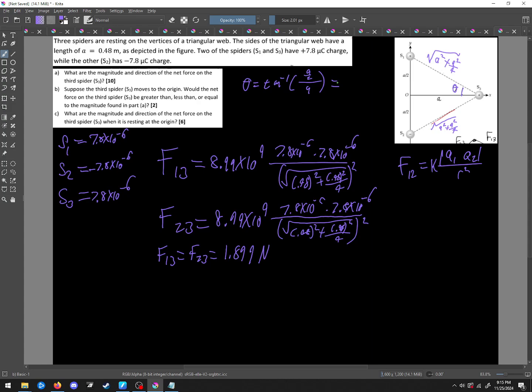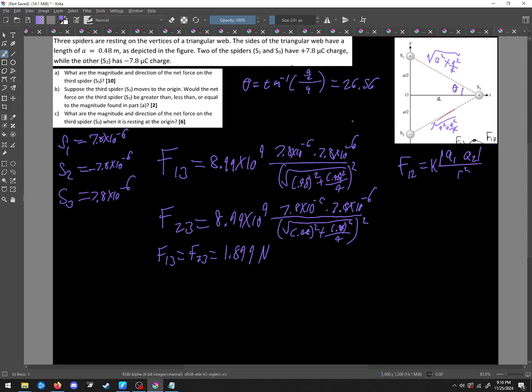It's going to be 0.48 over 2 over 0.48. And I'm getting 26.56 degrees. Yes, 26.56.